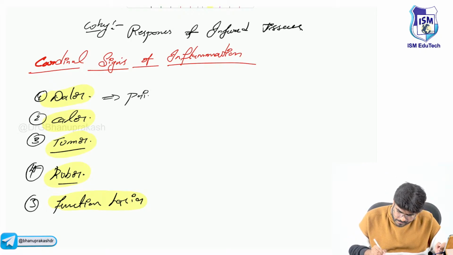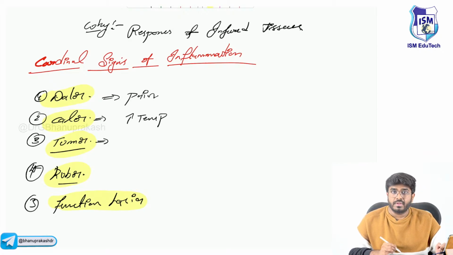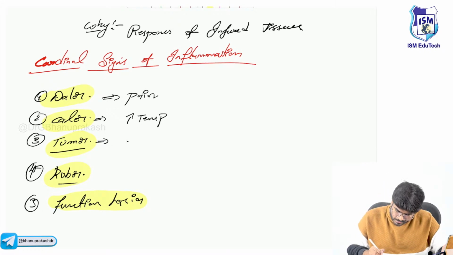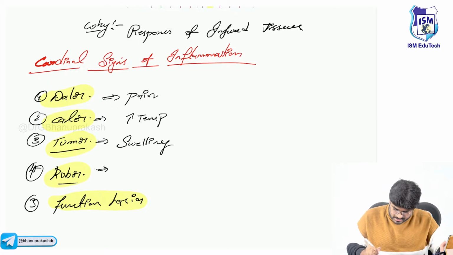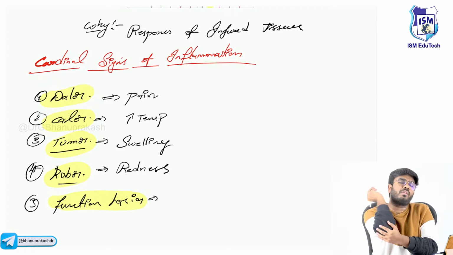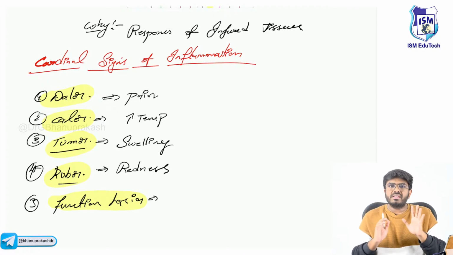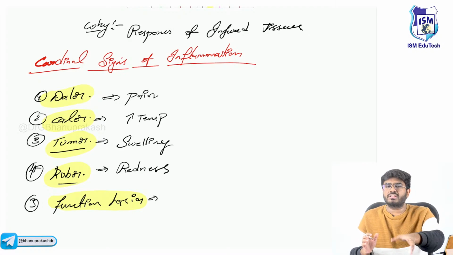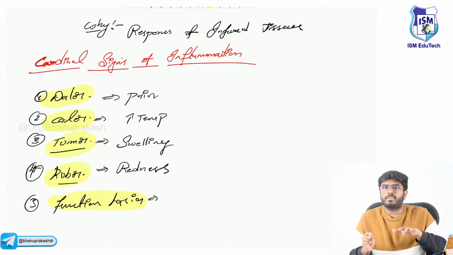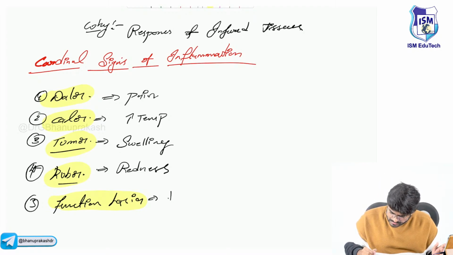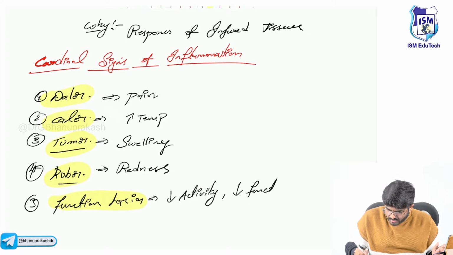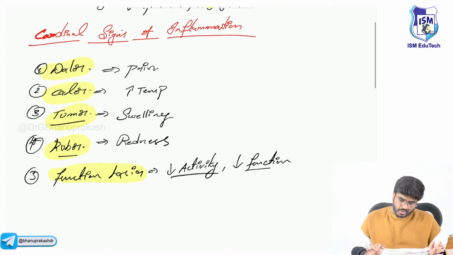Dolor means pain. Calor means increased temperature. Tumor means in the area of inflammation you are going to have swelling. Rubor means redness. And what is functio laesa? Wherever there is inflammation, for example in my joints or my muscles, the function of that particular tissue is going to be compromised. So decreased activity, decreased function of that tissue. These are the 5 cardinal signs of inflammation.